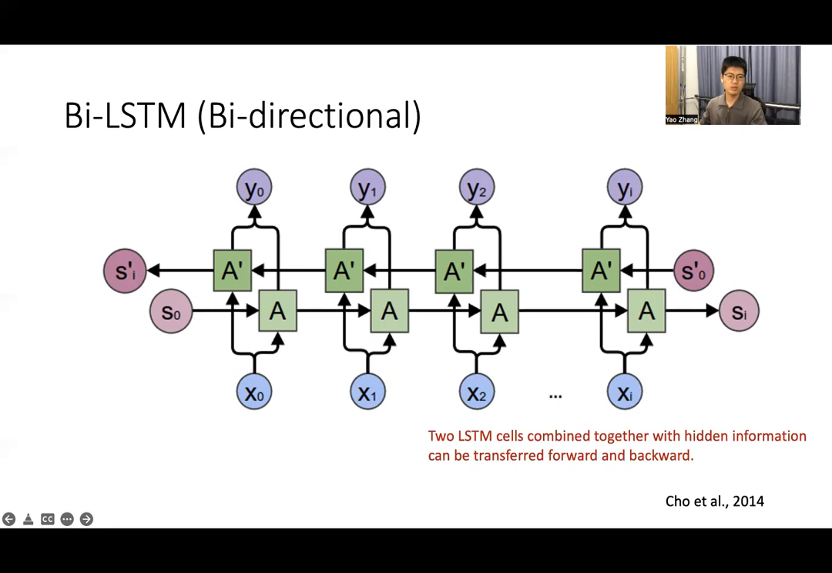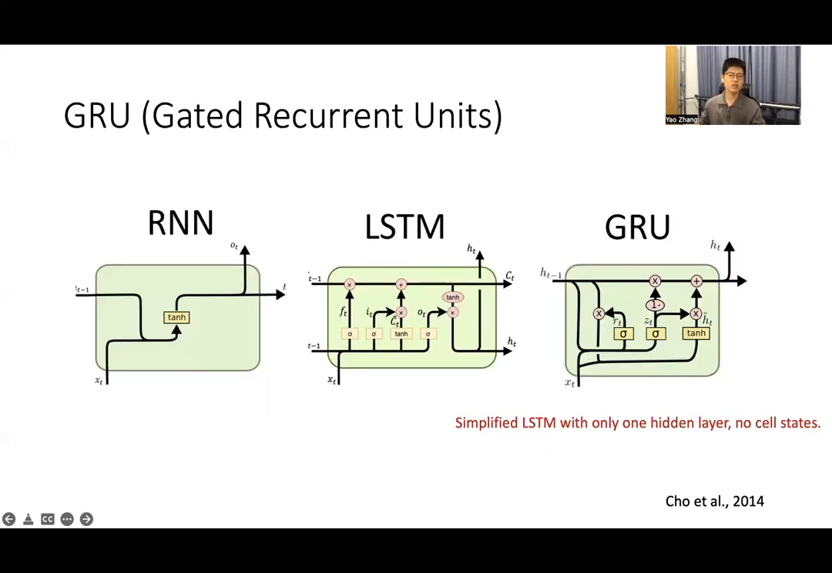It has 2 LSTM cells combined together, with hidden information transferred forward this way and backward this way. This is important if we want to make full use of the information from the past and from the future to make the predictions. The other type of the LSTM is the GRU, the gated recurrent unit. This figure shows the clear difference between the RNN, the LSTM, and the GRU.